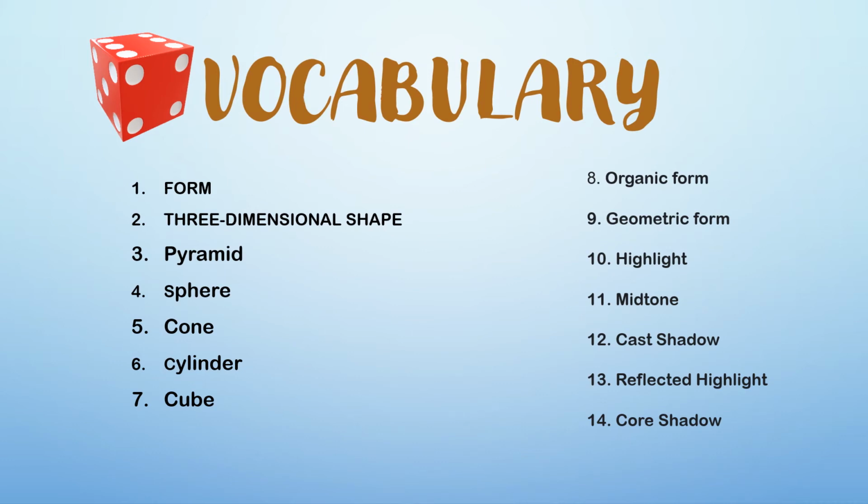Today's vocabulary words are: 1. Form. 2. Three-dimensional shape. 3. Pyramid. 4. Sphere. 5. Cone. 6. Cylinder. 7. Cube. 8. Organic form. 9. Geometric form. 10. Highlight. 11. Mid-tone. 12. Cast shadow. 13. Reflected highlight. And 14. Core shadow.